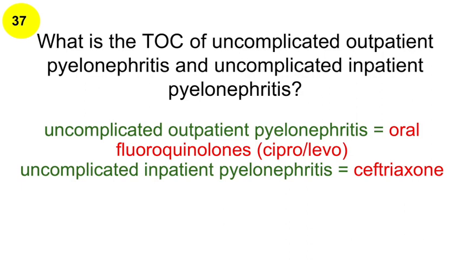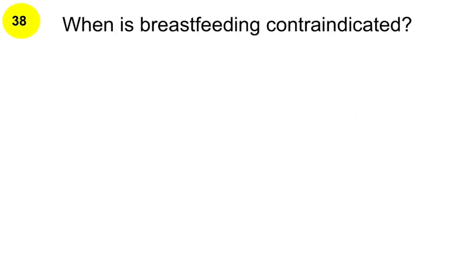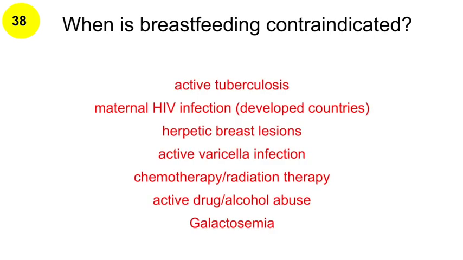When is breastfeeding contraindicated? Active tuberculosis, maternal HIV infection, herpetic breast lesions, active varicella infection, chemotherapy or radiation therapy, active alcohol use, galactosemia.